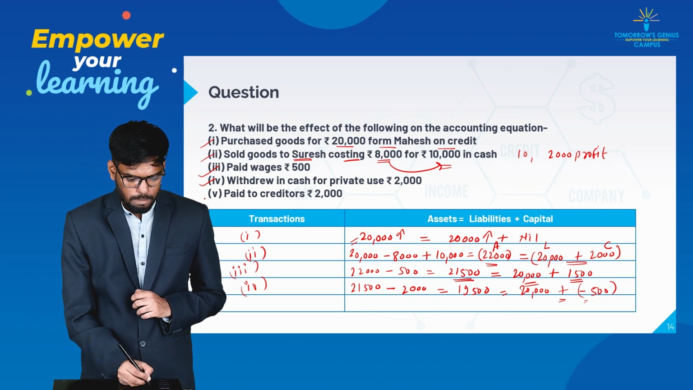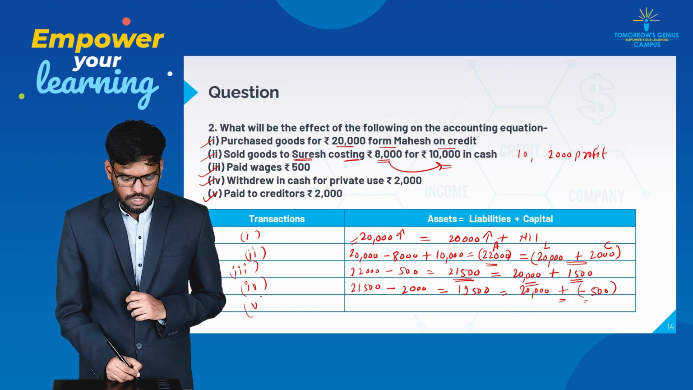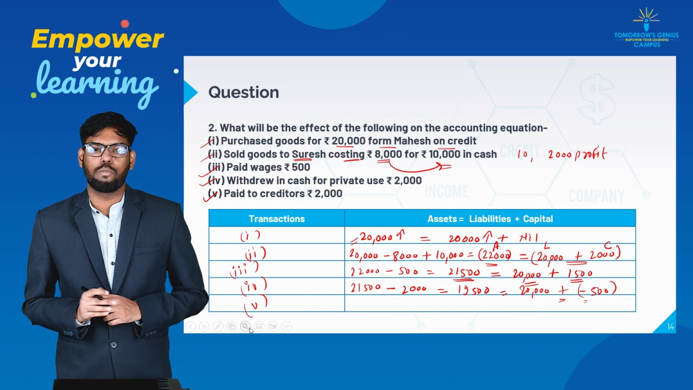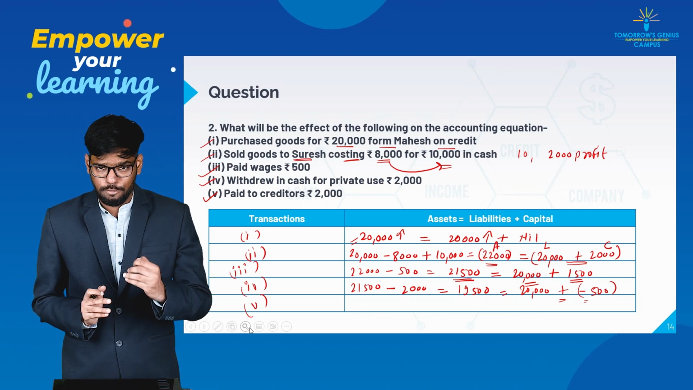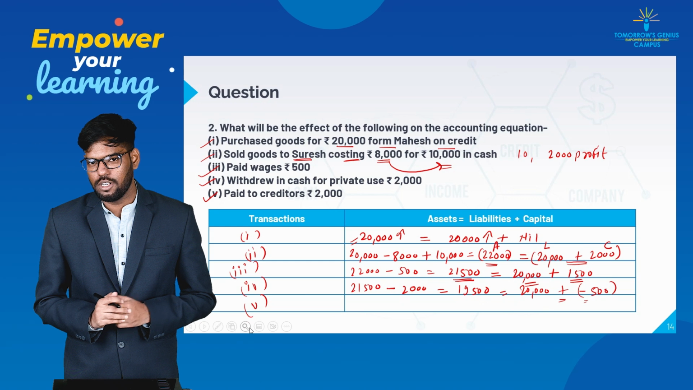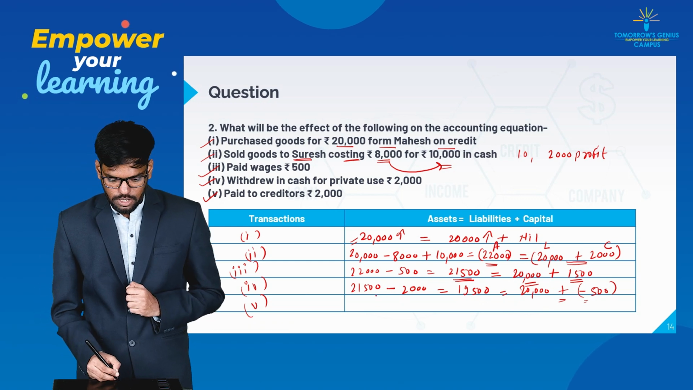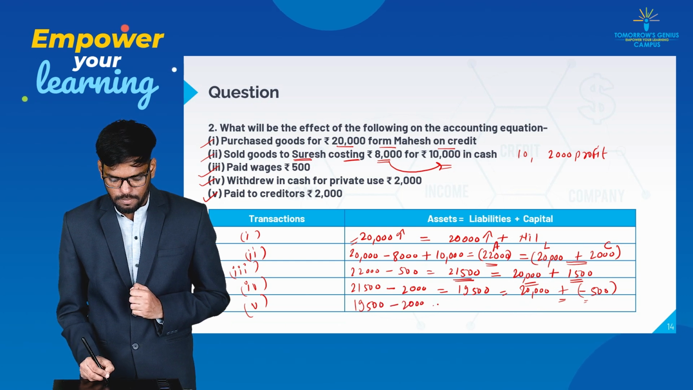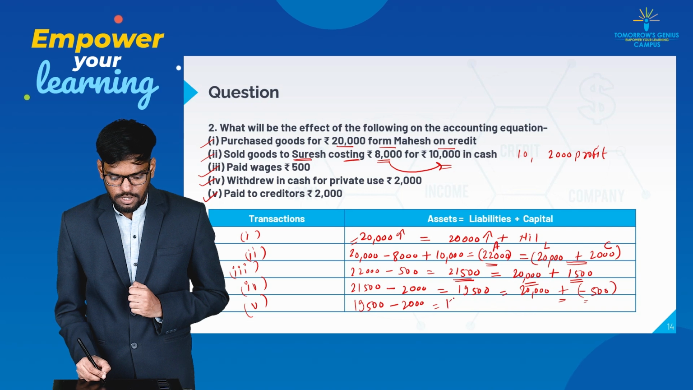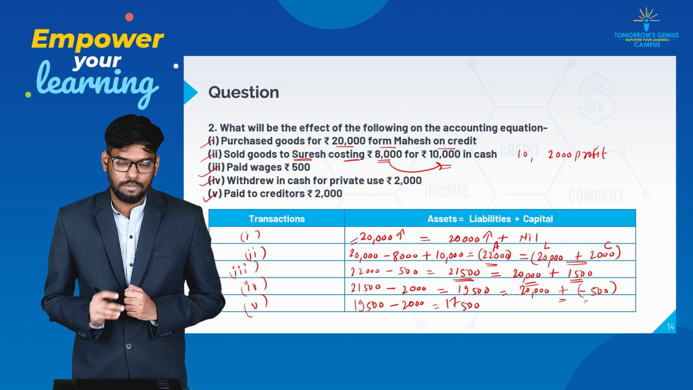Then what is the impact of the fifth transaction here? Paid to a creditor is rupees 2,000. You have paid 2,000 rupees to your creditor. Now, if you're paying 2,000 rupees to your creditor, your asset will come down, right? So previously your asset was 19,500 rupees minus 2,000. So your answer for your asset is 17,500 rupees, right?